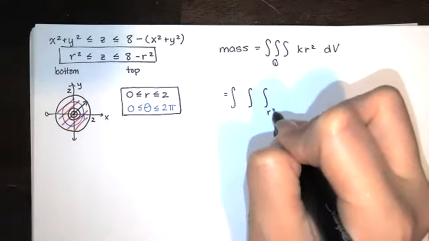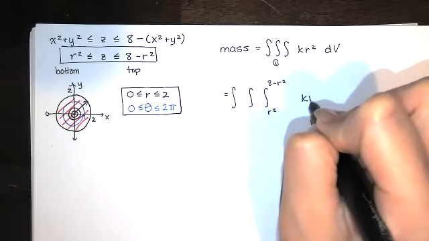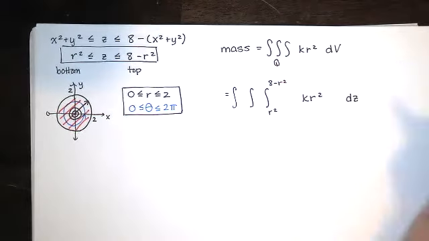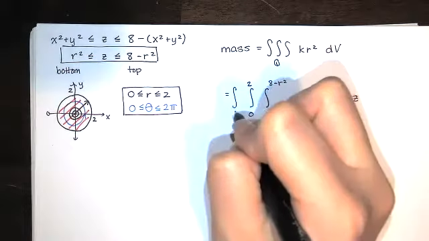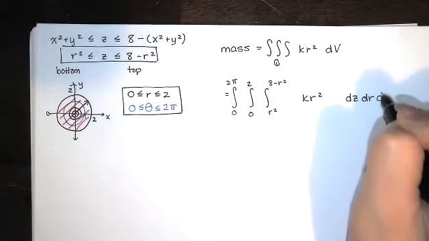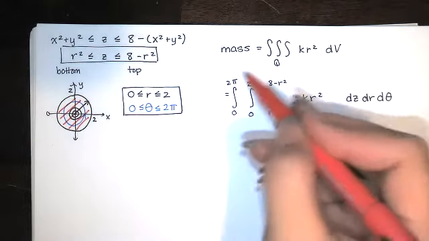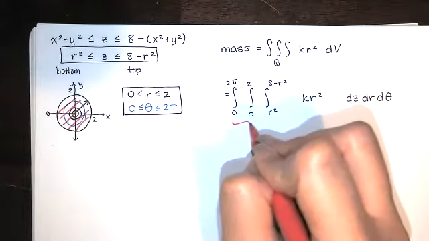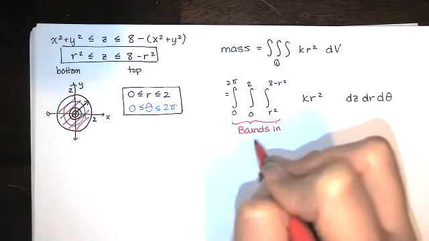Z goes from r squared to 8 minus r squared. So we integrate with respect to z first. And then r goes from 0 to 2, and theta goes from 0 to 2 pi. So we'll integrate with respect to r next and theta next. Now don't make the mistake that it looks like I almost just made, okay? You need bounds in cylindrical coordinates.